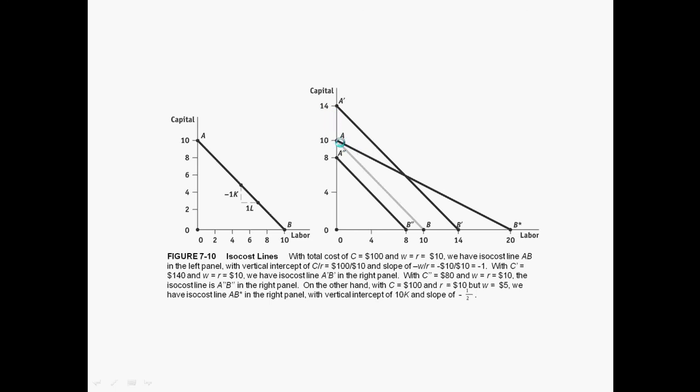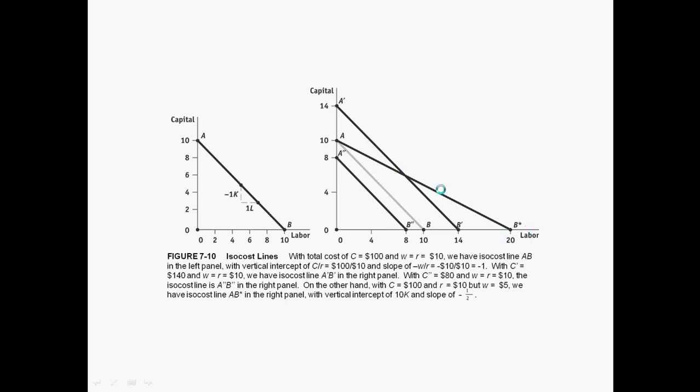If you're at this corner, you're spending all your money on capital. As you start buying more labor, you have to sacrifice capital, and if the prices are the same, which is often a reasonable assumption, since prices don't vary depending on how much you buy, then that will have the shape of a line. But you'll notice the slope will depend on the relative prices. In this case, you can afford a lot of labor, not that much capital. In this case, you can afford more capital, not as much labor. In this case, wages are lower.